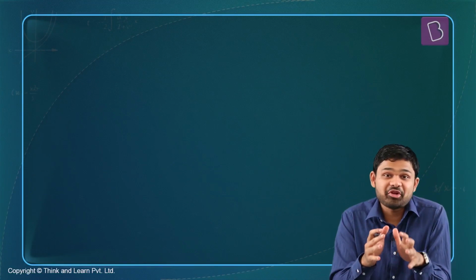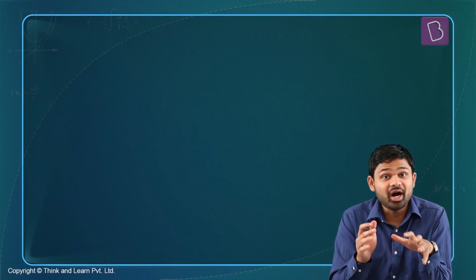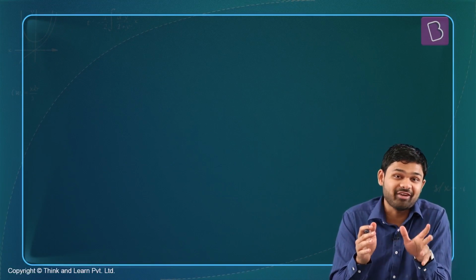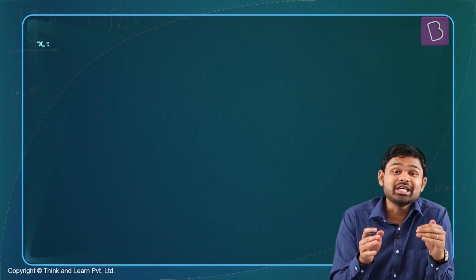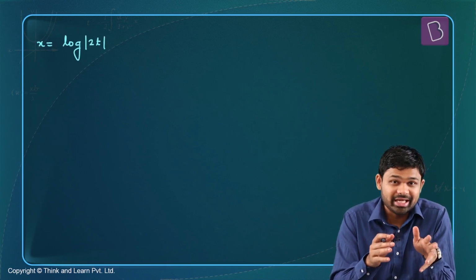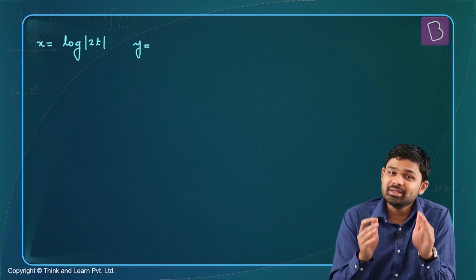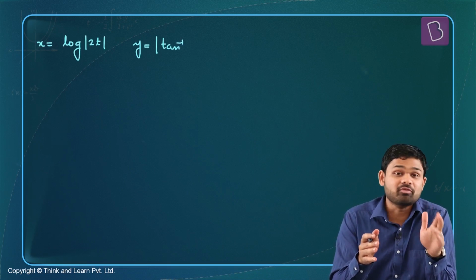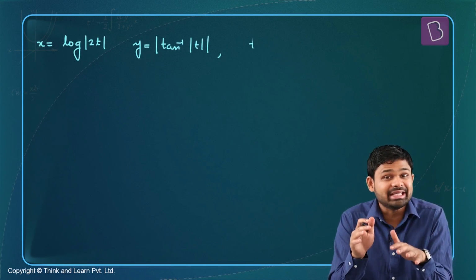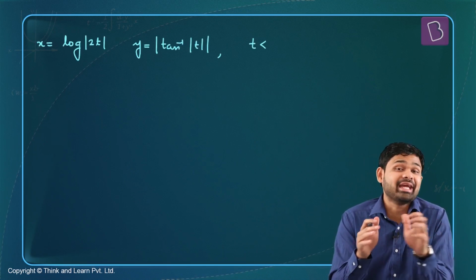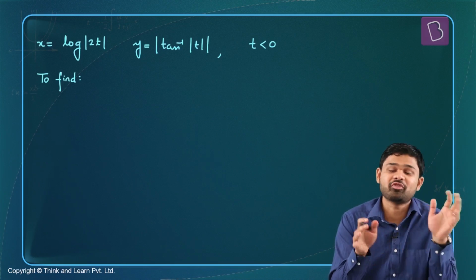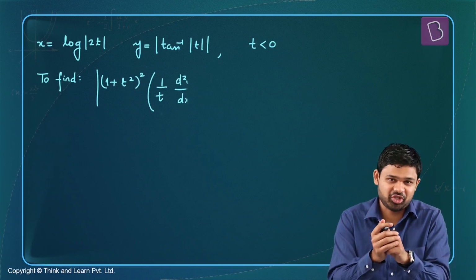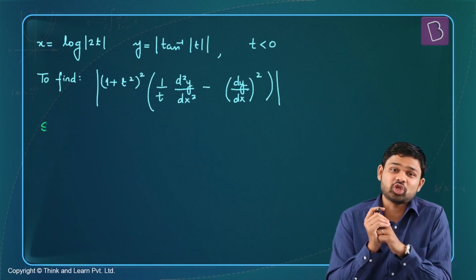This is a parametric differentiation kind of question. Here we've been given the values of x and y in terms of a parameter t. We've been told that x is equal to log of mod 2t and y is equal to the mod of tan inverse of mod t, and this parameter t has been told to be a negative number. The objective is to find out the value of this funny looking expression. So let's try and solve this question.